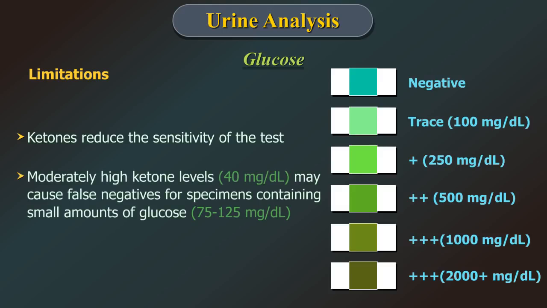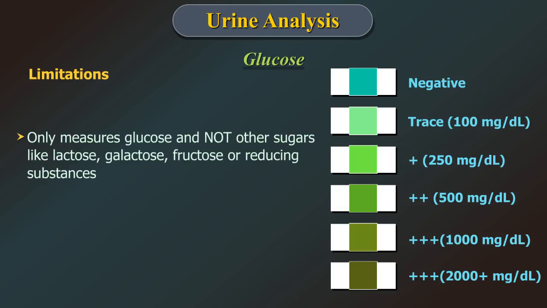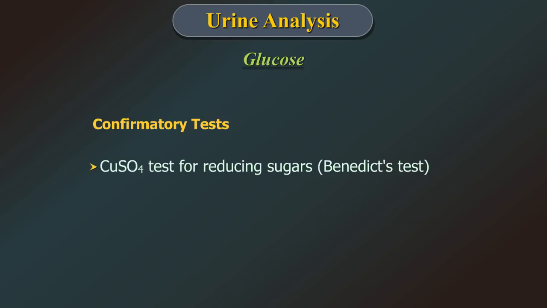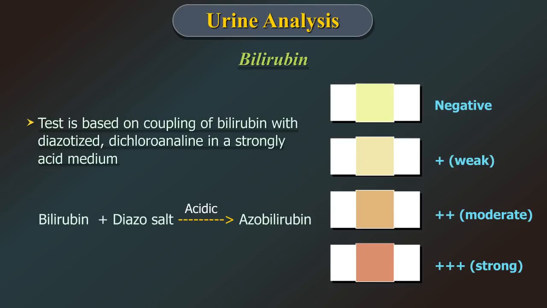The limitations are ketones reduce the sensitivity of the test. Moderately high ketone levels may cause false negative for specimen containing small amount of glucose. It only measures glucose and not other sugars like lactose, galactose, fructose, or other reducing substances. Low levels of glucose may not get detected. The confirmatory test is copper sulfate test for reducing sugars.